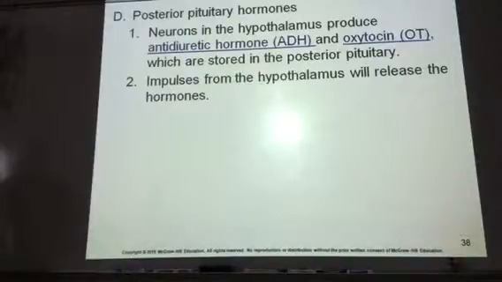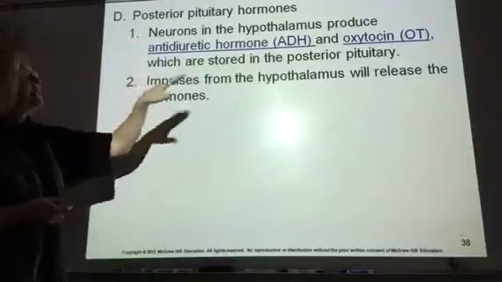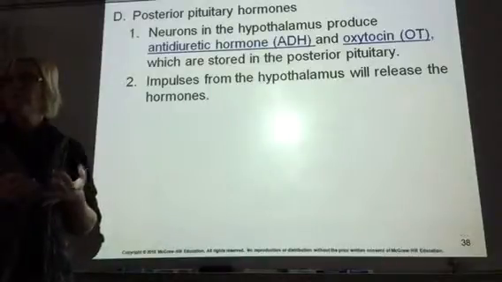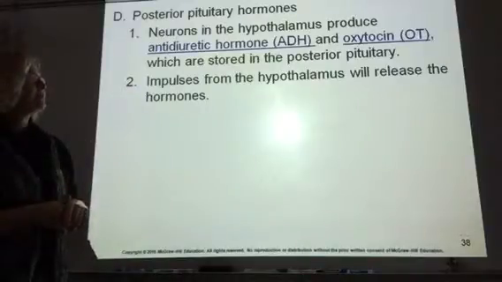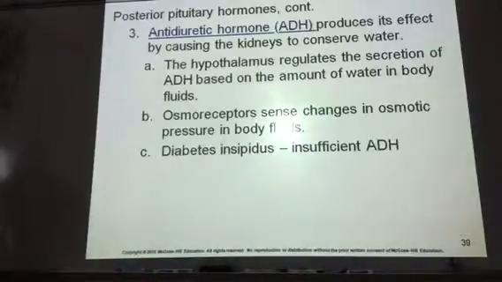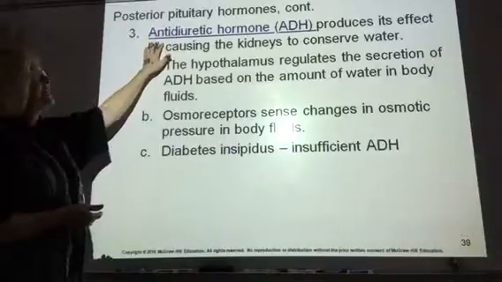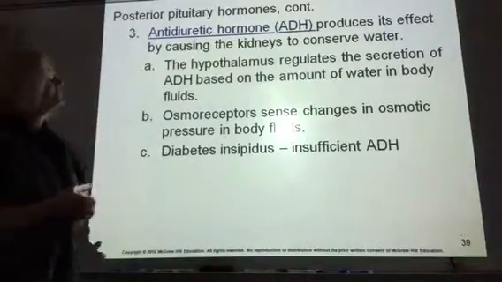Posterior pituitary, ADH, antidiuretic. This deals with even water storage in your body. Oxytocin, very important in females, released in large quantities during labor. And impulses from the hypothalamus will direct when to release those hormones. And antidiuretic produces its effect by causing the kidneys to conserve water. So like I said, antidiuretic, very important with the amount of water that you have in your body.